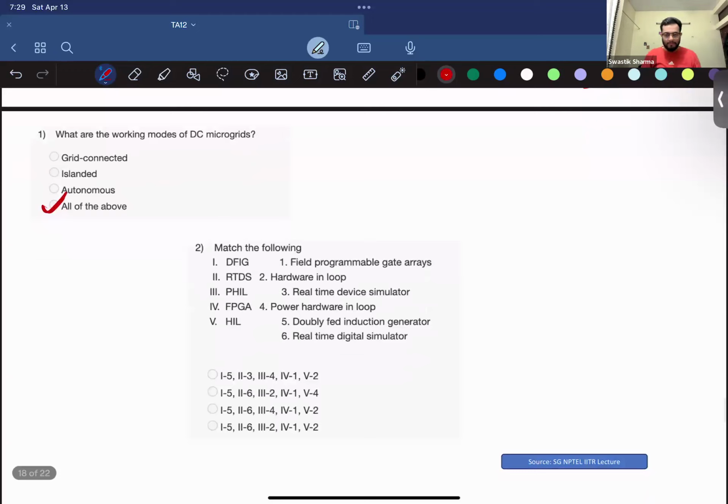Second, match the following. Take your time. These are just abbreviations and their expansions. So let me know if someone did it.